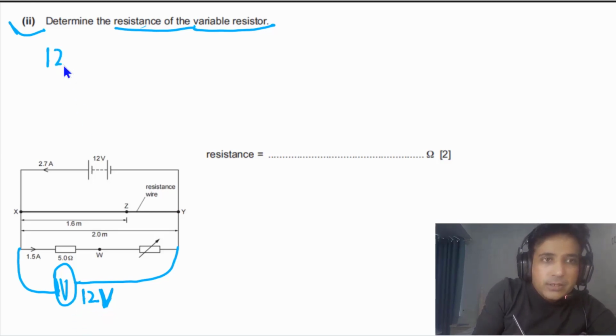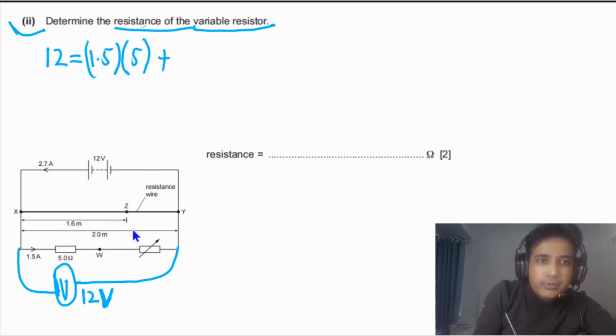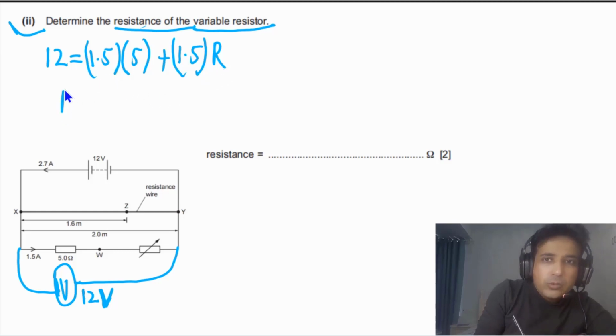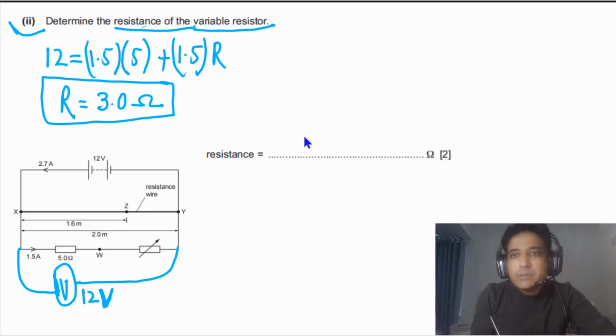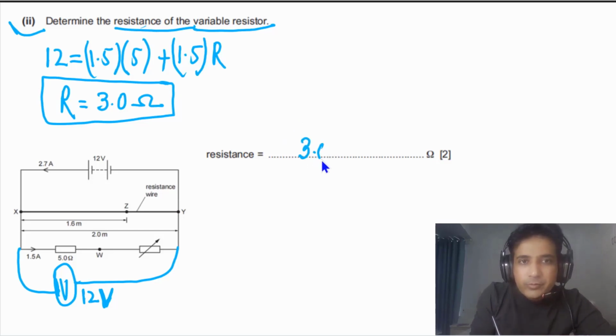So we can say the PD across these two resistors has to be equal to PD across the fixed resistor plus PD across the variable resistor, and the current in these two resistors is the same because they're connected in series. So we have to multiply this by capital R. Now if we solve this for capital R, our final answer will be equal to 3.0 ohms. So this is what we need to calculate for this question. Our answer is 3.0.